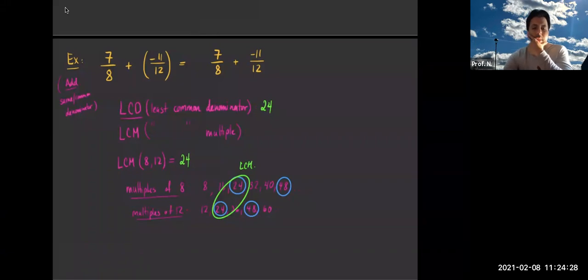Yeah, you multiply the top and the bottom by the appropriate number that gives you the LCD in the denominator. So you realize, hey, 8, I want to make 8 into a 24. So I must multiply the 8 by 3, and then correspondingly I multiply 7 by 3. And then here I'm going to multiply this by a 2, right? So then the result becomes 21 over 24. This becomes plus negative 22 over 24, correct?